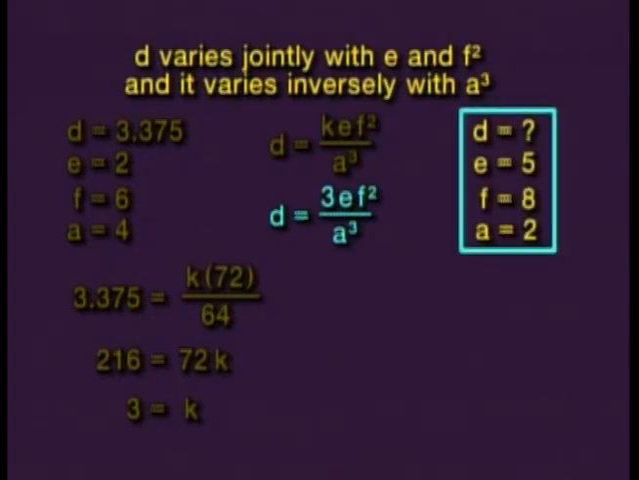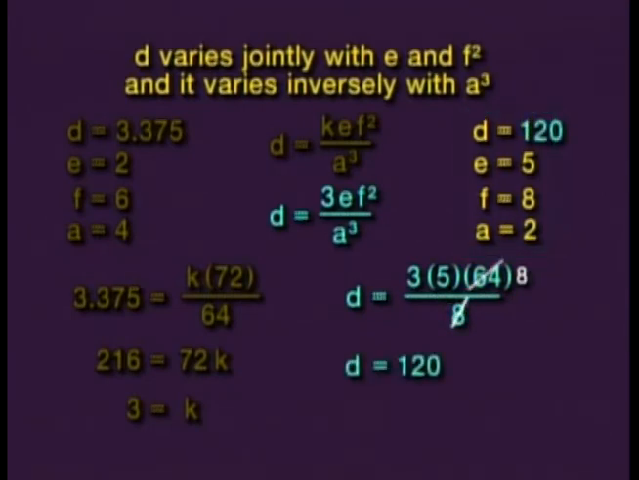We want to find D when E is 5, F is 8, and A is 2. Substitute these values in the formula. Simplify. 8 squared is 64. 2 cubed is 8. Cancel. Multiply. D is 120.